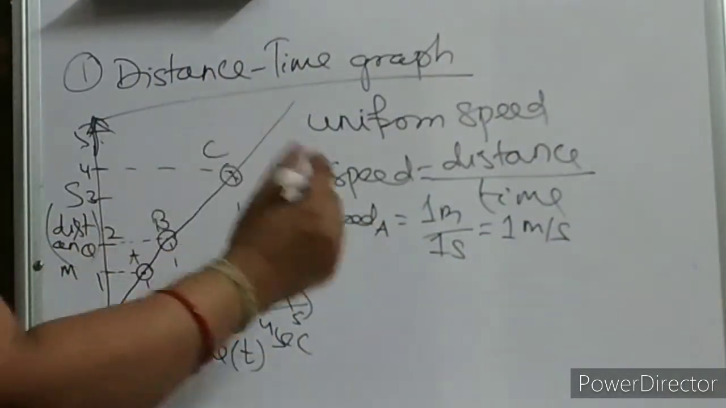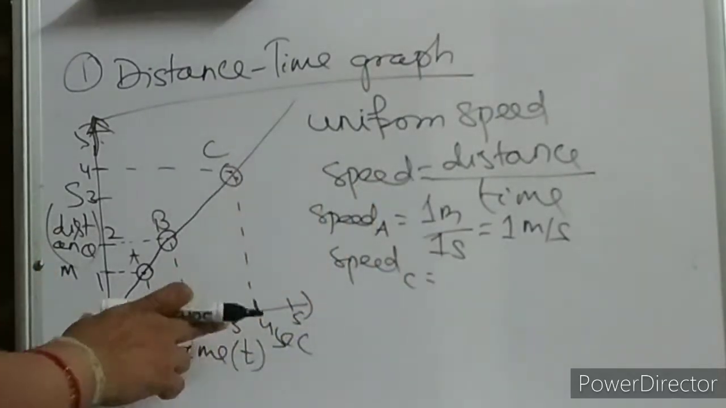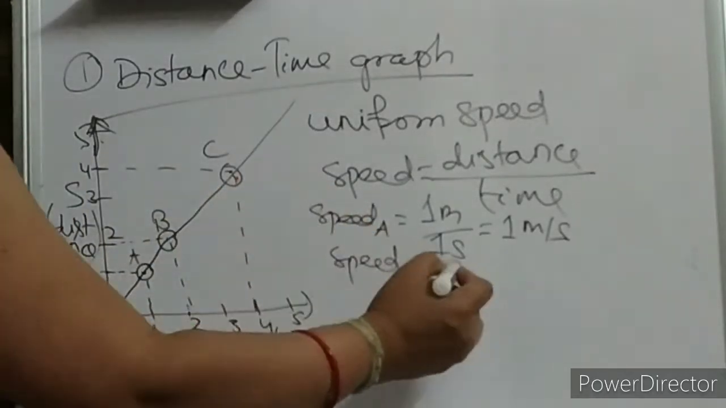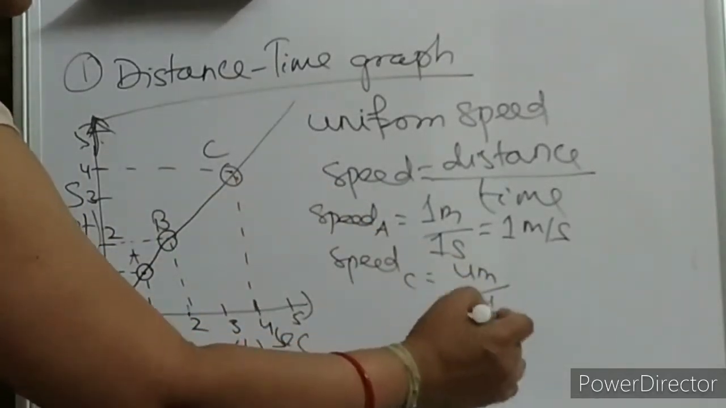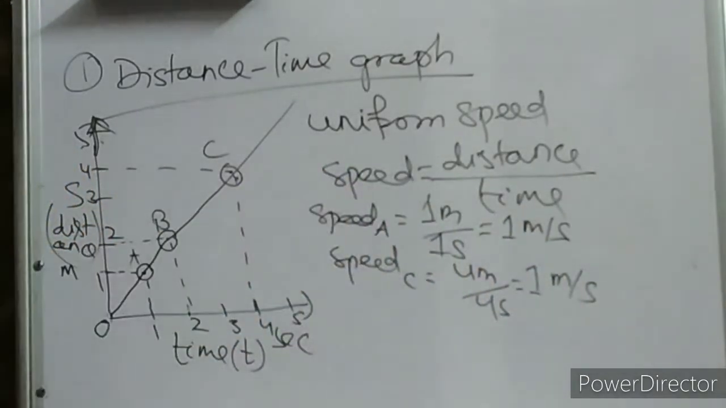Tell me what is the speed at C? Distance travelled is 4 meters. Time taken is 4 seconds. Again 1 meter per second. See, it is uniform speed or not?